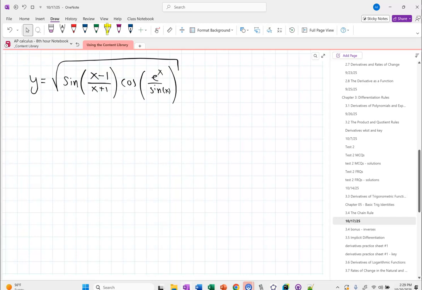Which one happens first? The square root is the outermost of the function. What's going to happen after that? The product rule is correct. After the product rule are the chains, and the last thing is going to be the quotients, because those are the innermost parts, right? It's going to be a big boy, yeah.